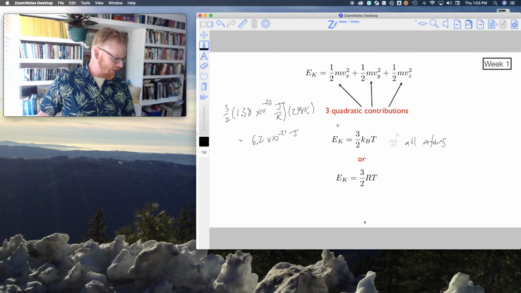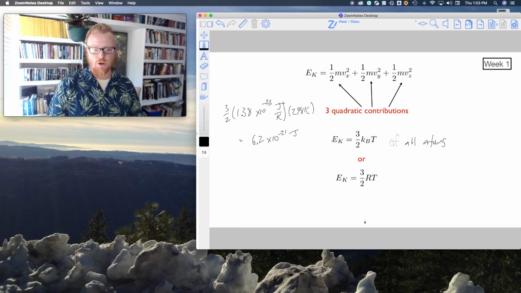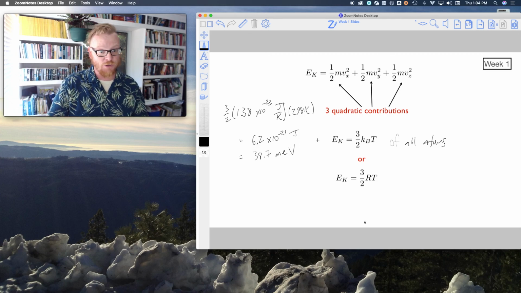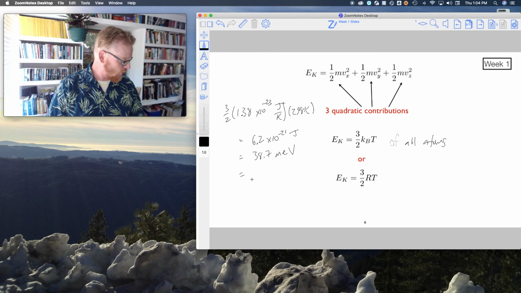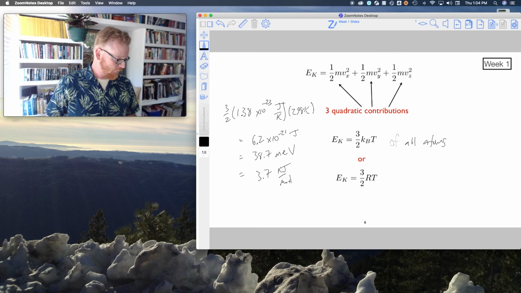So that's not particularly a useful number. Make sure that you can do this. I'm just going to write the results down. If I wanted to convert this into electron volts, this would be 38.7 milli electron volt. Practice it. Make sure that you can arrive at that number. And this would also be 3.7 kilojoules per mole.